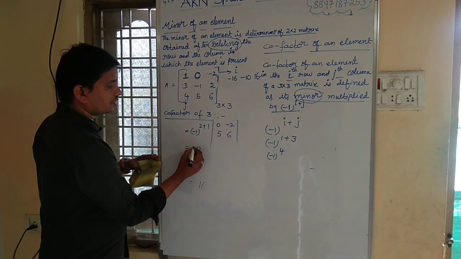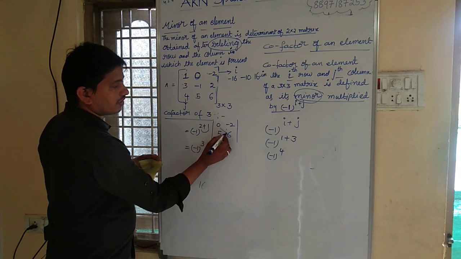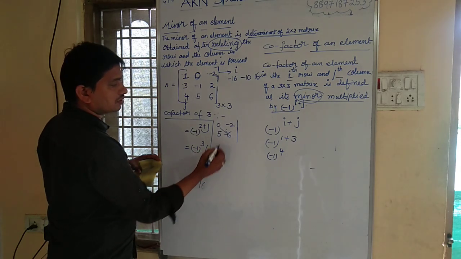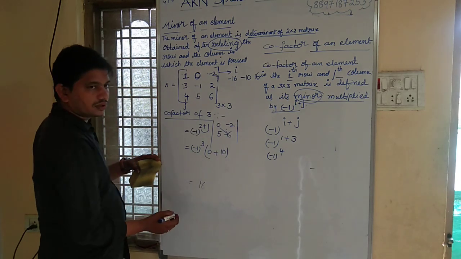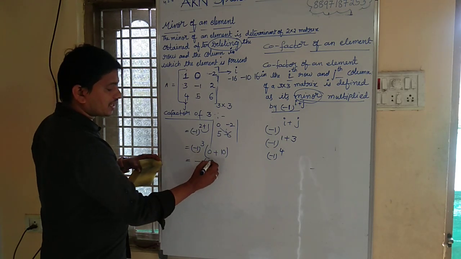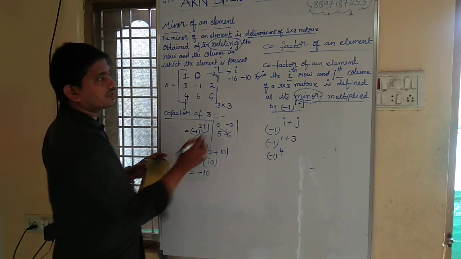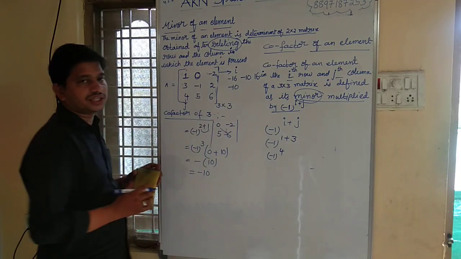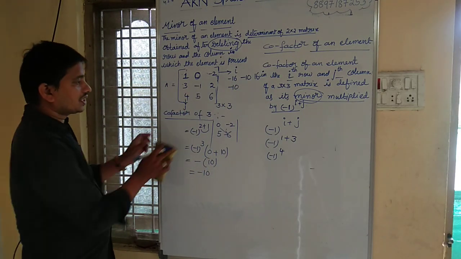So minus 1 to the power 2 plus 1, 3. a1 b2, 0 into 6, 0. Minus into minus plus, 5 into 2, 10. Power is odd number, result will be negative. 0 plus 10, 10, children. That is equal to how much? Minus 10. So the cofactor of 3 is minus 10.